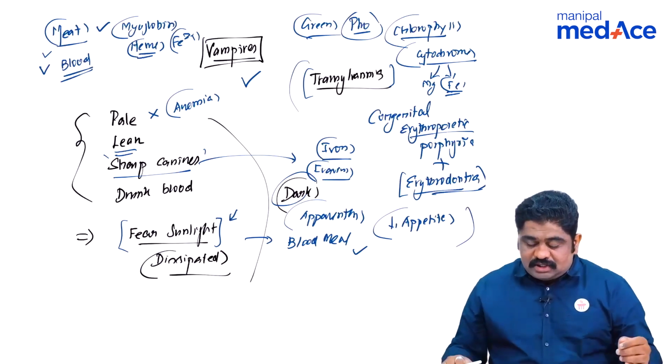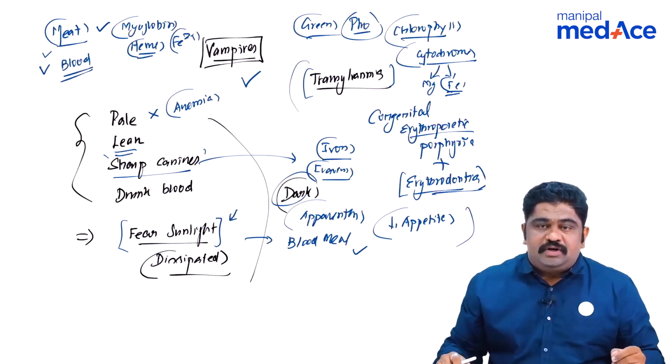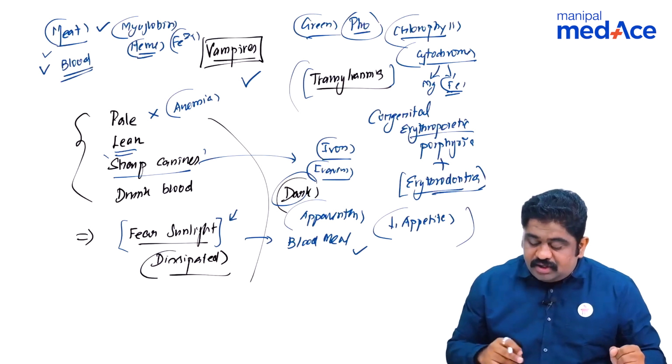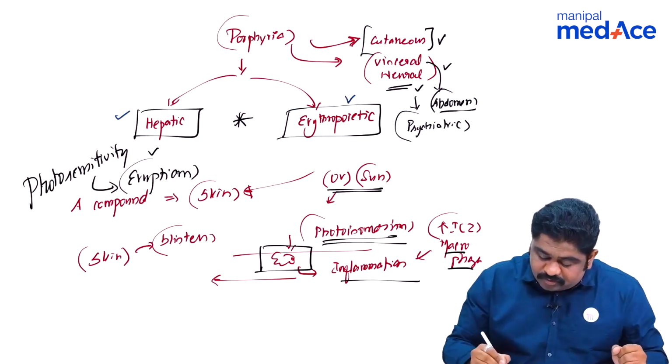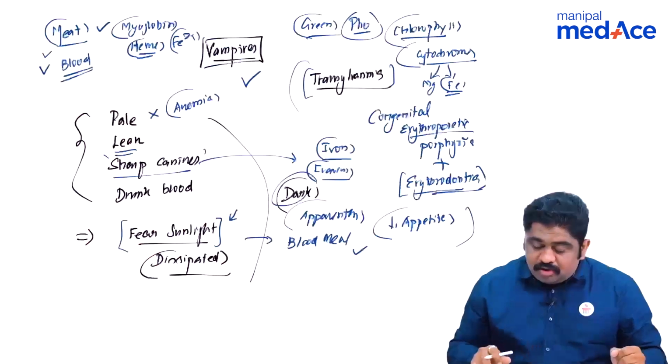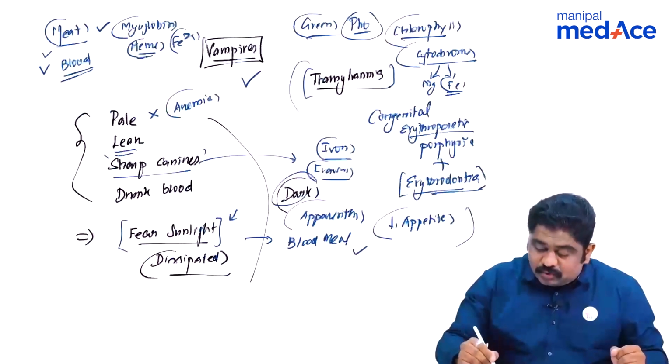So this is just a perspective for you to go through this particular picture and not have much difficulty in learning these kinds of concepts. Now I have told you the two types of porphyrias are hepatic and erythropoietic. Now let's discuss which one is which.